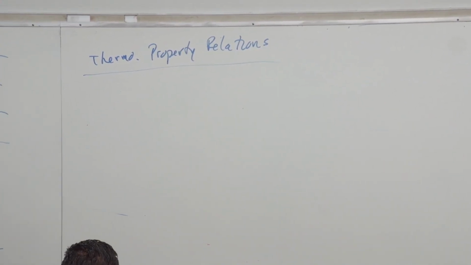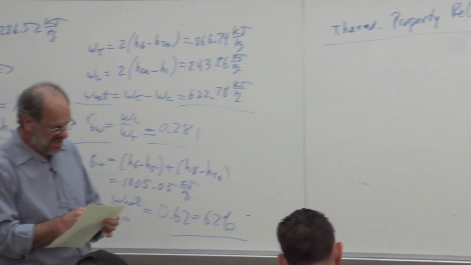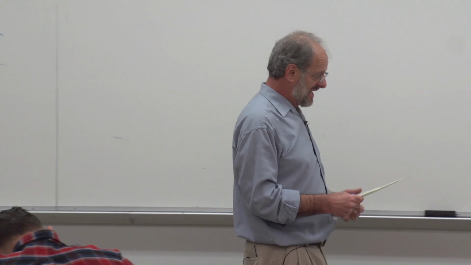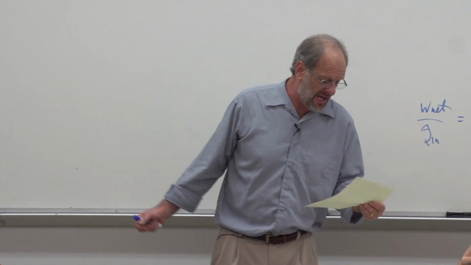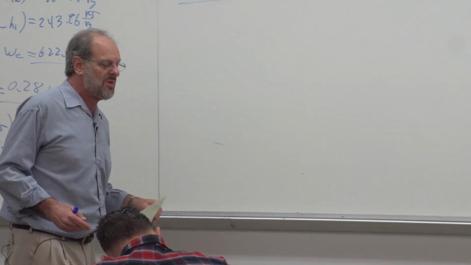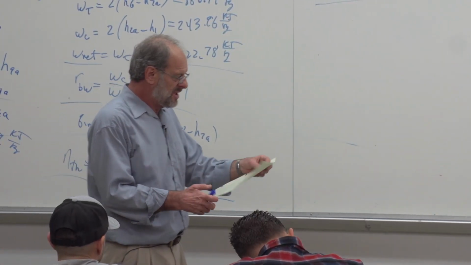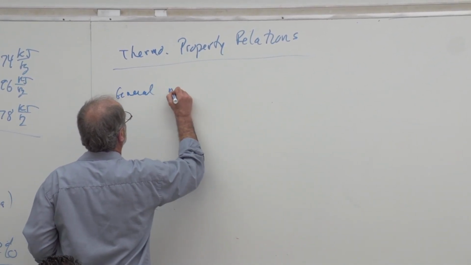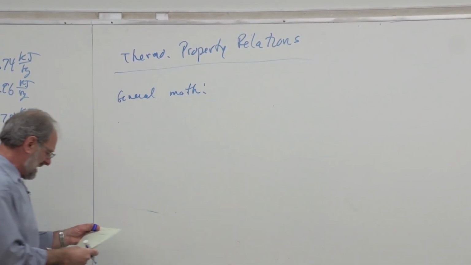Again, we understand that temperature, pressure, volume, mass are measurable, but we need things like internal energy, entropy, enthalpy, even specific heats, Cp, Cv. These are all thermodynamic properties that we have to come up with somehow. So let's just begin with some general mathematical relationships.